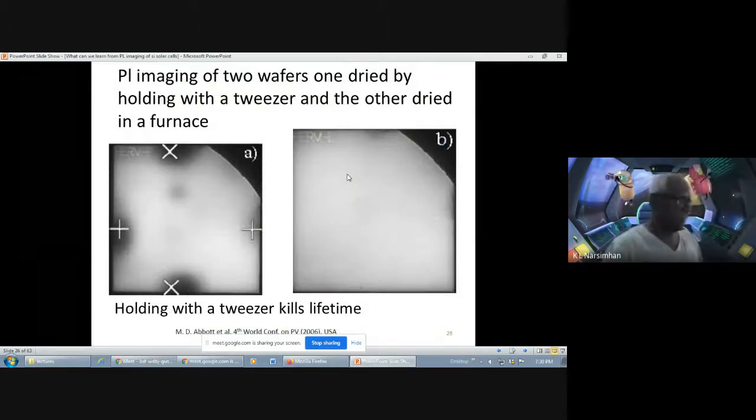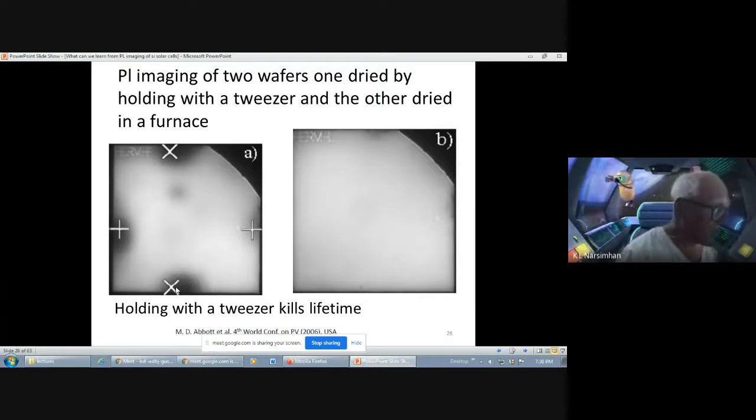This was reported by Mr. Abbott in 2006. He had a wafer of silicon and he held it with a tweezer. Wherever you have X or plus, it is with the tweezer. And you can see when you do a luminescence image, wherever he has held it with a tweezer, it is black. The holding of the tweezer on a high lifetime sample creates defects and kills the lifetime. They had done this experiment because there was some water on it, they wanted to wash it off. So they blow dried it, so they held it with the tweezer.